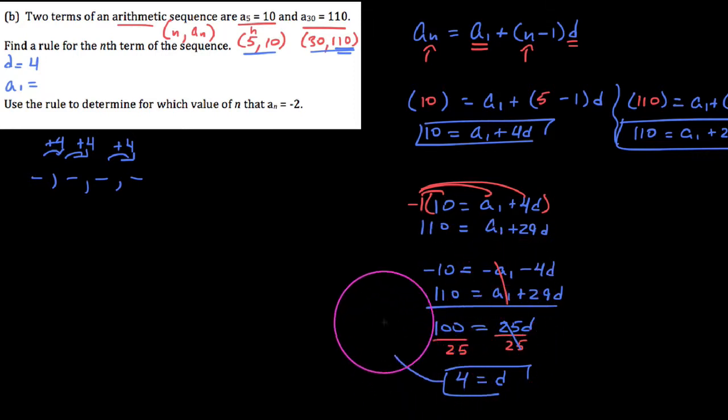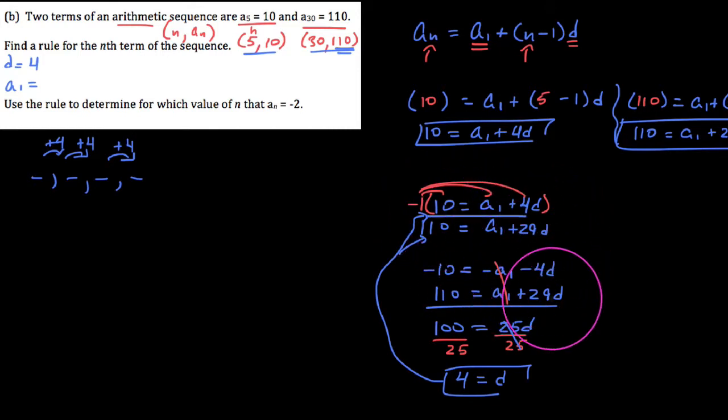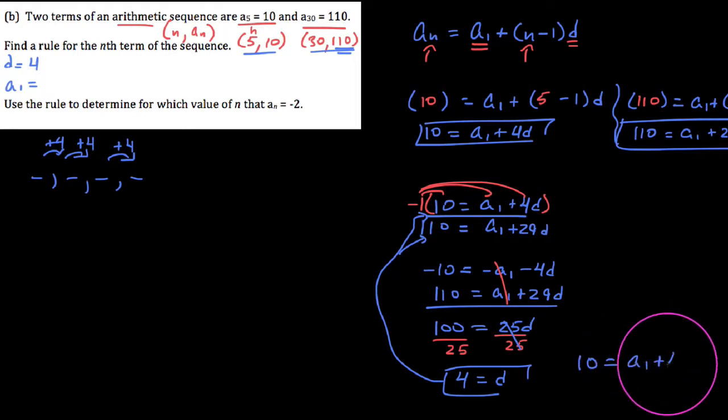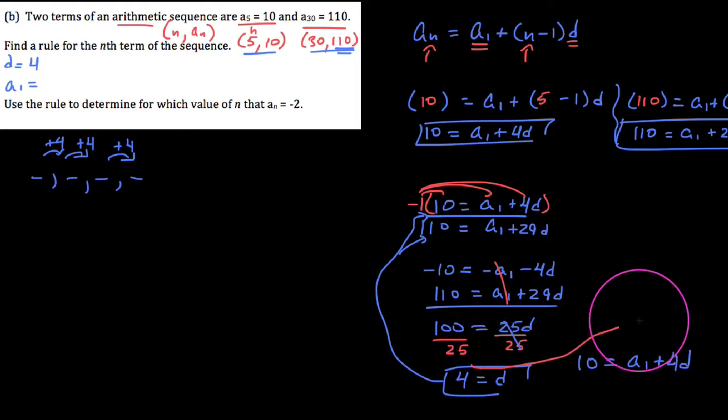We're actually going to substitute this back into either the first equation or the second equation, and my advice is always going to be choose the one that has smaller values in it. So since 10 is equal to a1 plus 4 times d, let's take this value for d and substitute it back in here, and we'll be able to determine a value for a1.